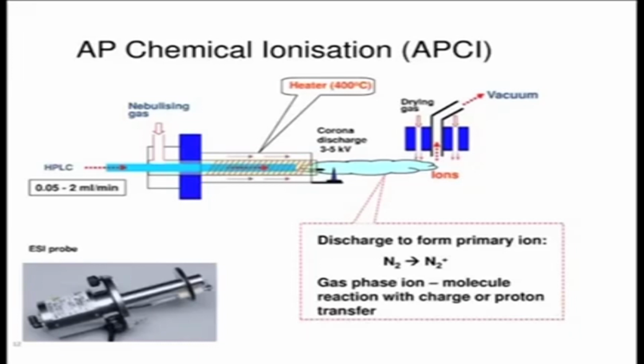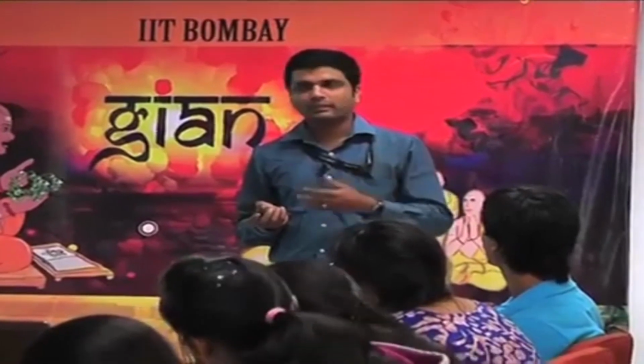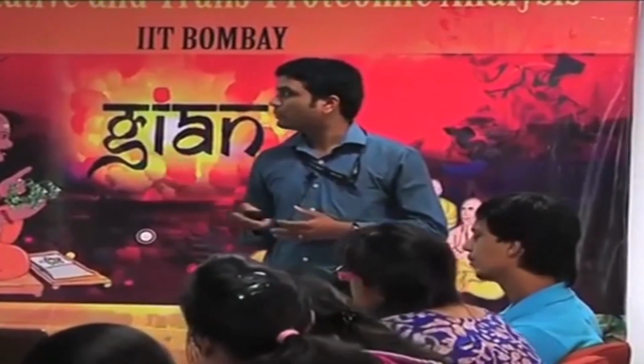Generally, this technique is used for the analysis of mid-polar compounds or compounds which are very difficult to ionize. The main difference from ESI is that in ESI, the compound ionization takes place in liquid form, and in the case of APCI, the compound gets ionized in the gaseous form. For example, steroids or vitamin D2, D3, these types of compounds, we can use this technique for the ionization.